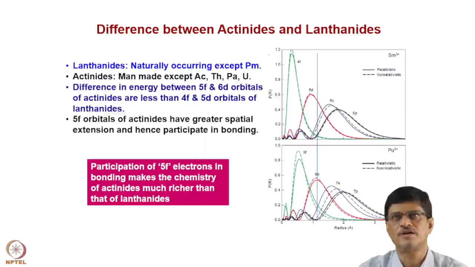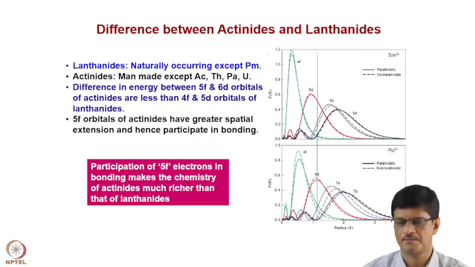Now coming to differences between the actinides and lanthanides. Lanthanides are naturally occurring except promethium, and actinides are man-made except for actinium, thorium, protactinium and uranium. The difference in energy between the 5f and 6d orbitals of actinides is less than that of the 4f and 5d orbitals of the lanthanides. 5f orbitals of the actinides have greater spatial extension and hence participate in bonding. In some cases even covalent bonding is reported for the actinides, and that is the basis of the lanthanide-actinide separation, which I will be discussing in a future lecture.